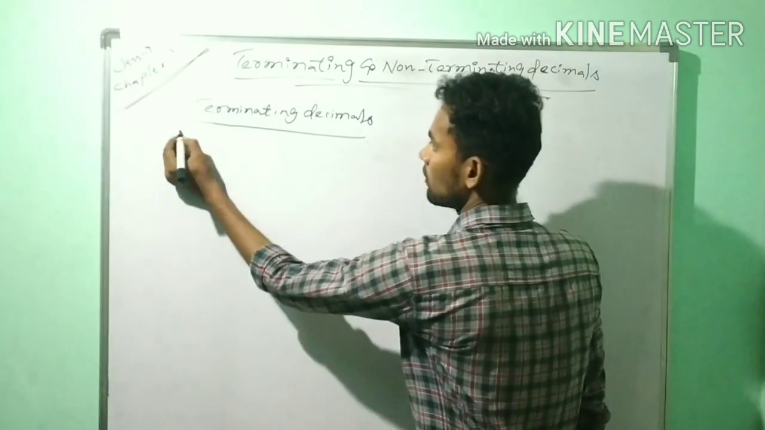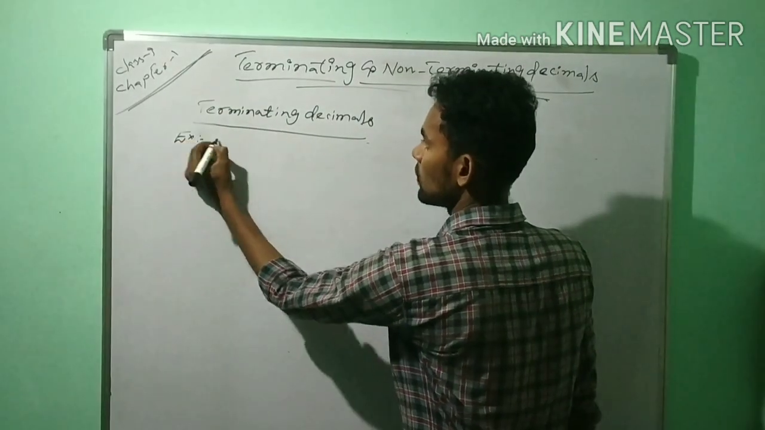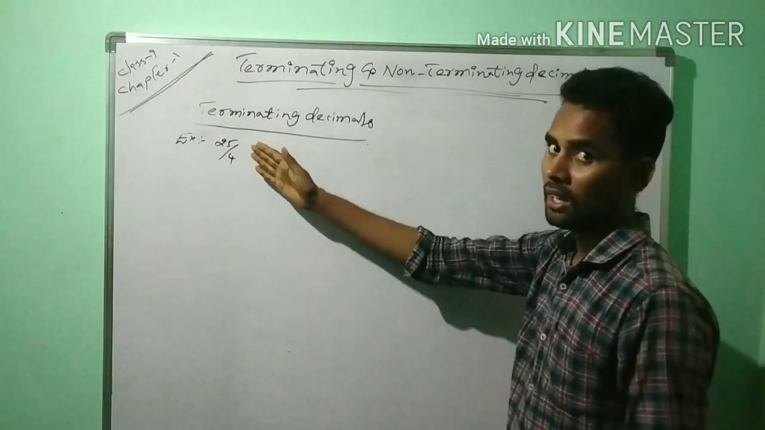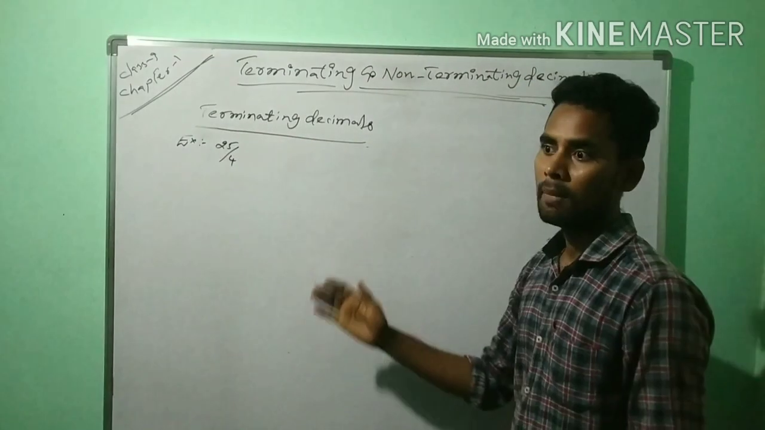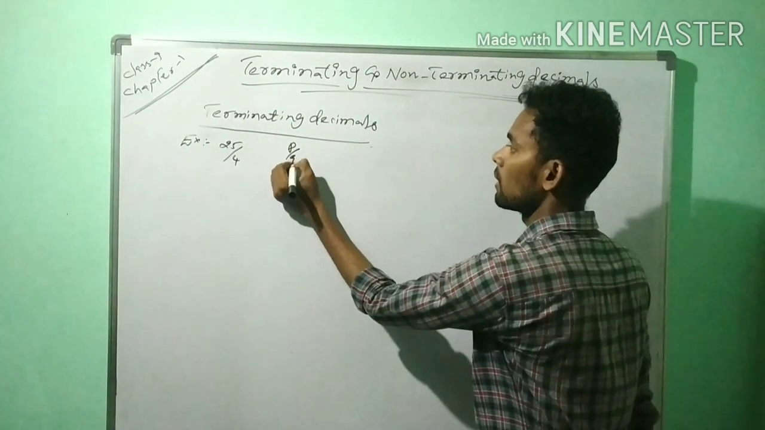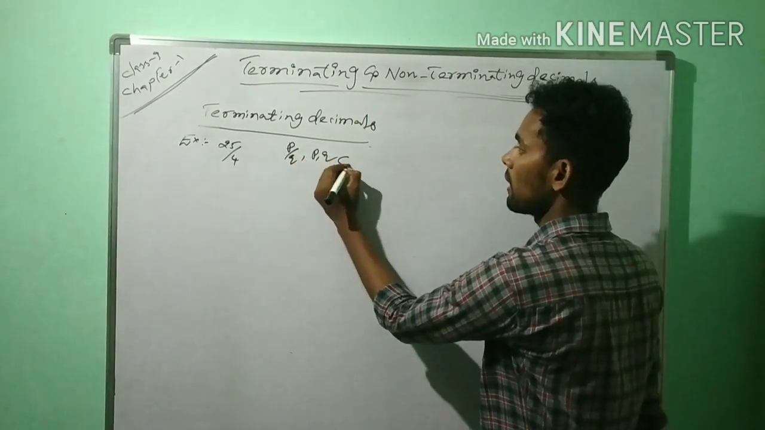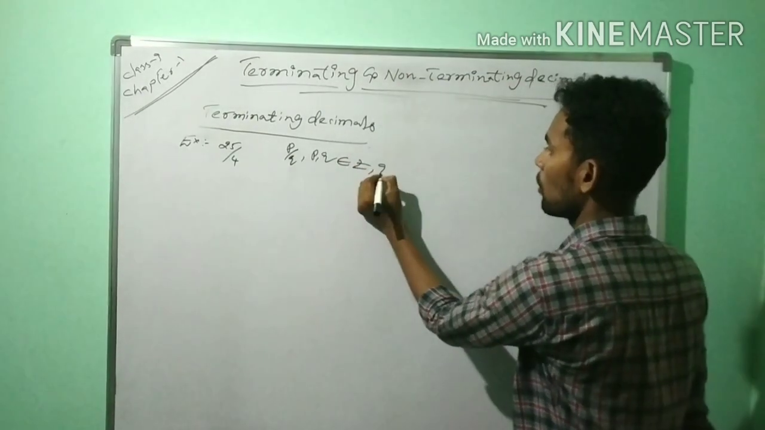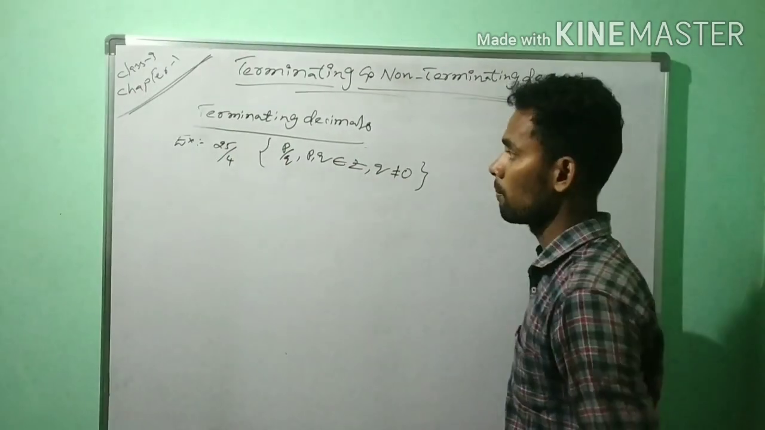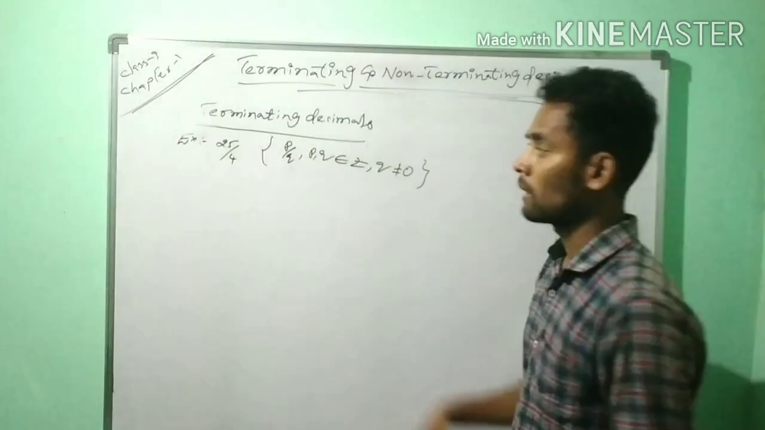For example, 25 by 4. 25 by 4 is a rational number. Any number which can be written in the form p by q, where p and q are integers, but q is not equal to 0, is a rational number. Convert it into decimal form.